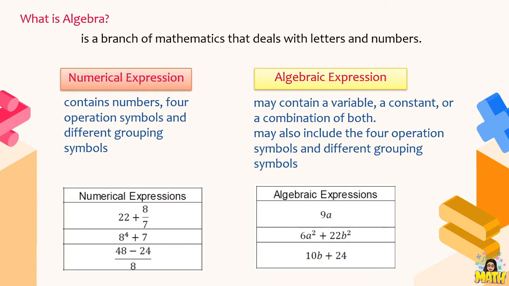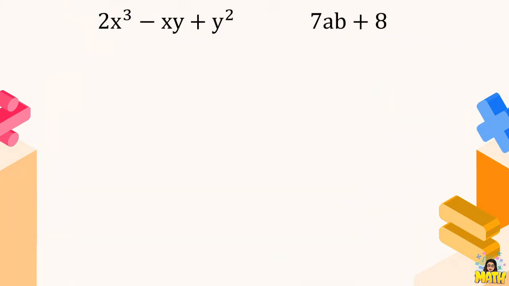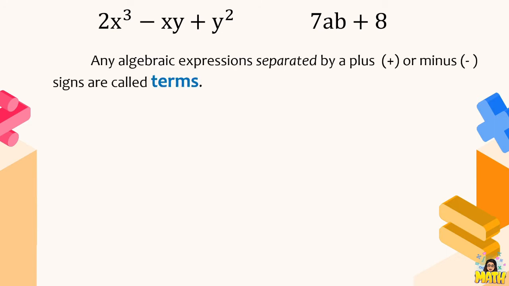So, ano nga ba itong variable, constant, and other terms na ito? Here, I have 2 algebraic expressions, 2x cubed minus xy plus y squared, and 7ab plus 8. Any algebraic expressions separated by a plus or minus signs are called terms. So, ang unang-una na dapat malaman natin is yung tinatawag na terms. Ibig sabihin, hanapin lang natin yung plus and minus sign at itong plus and minus sign separates each term.